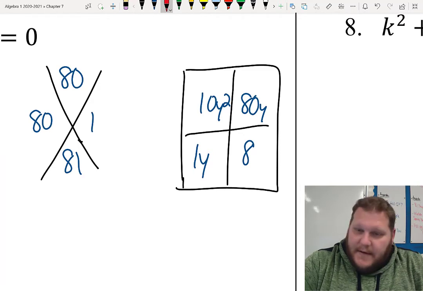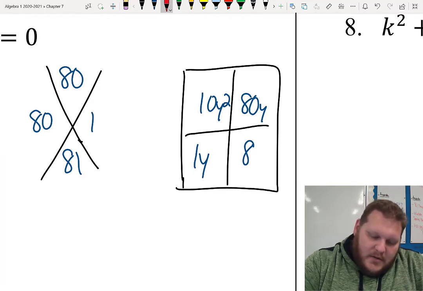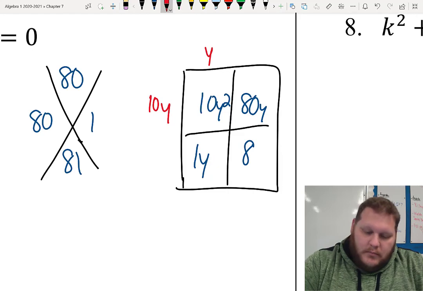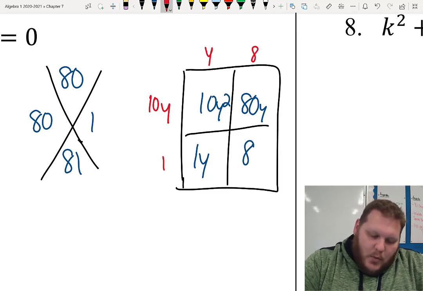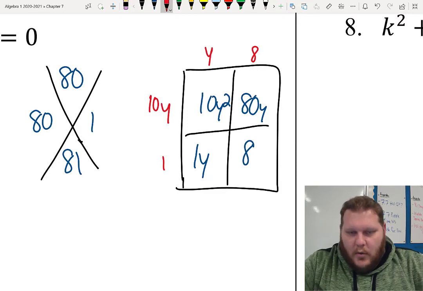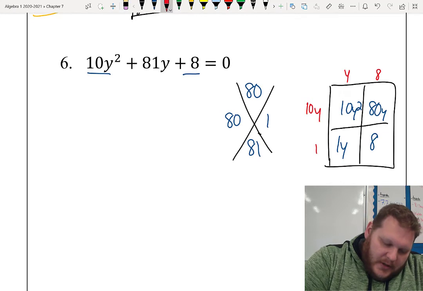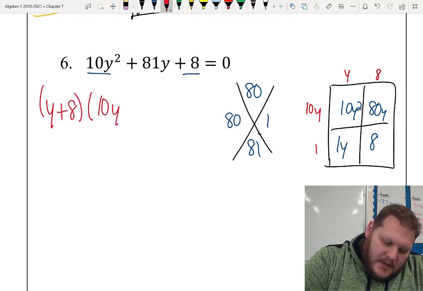So now looking for GCFs all the way through. 10y squared and 80y, well, they have a 10y in common, which means this has to be y to get 10y squared. This has to be 8 to get 80y. And this has to be a 1 to get either 1y or 8. So factored out, I end up with y plus 8 times 10y plus 1 equals 0.